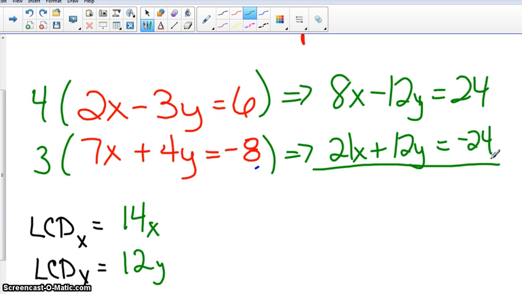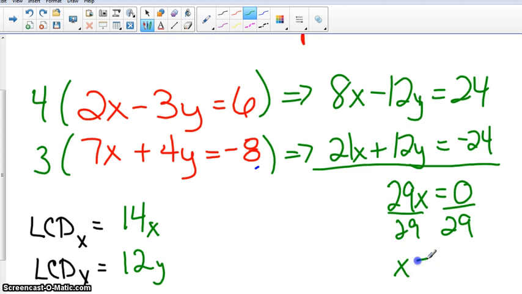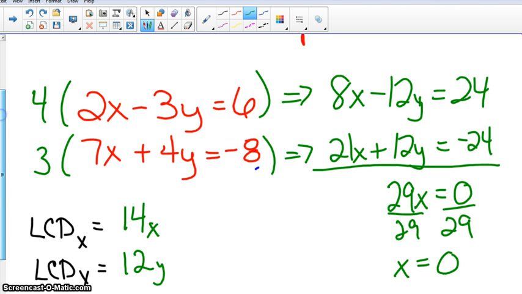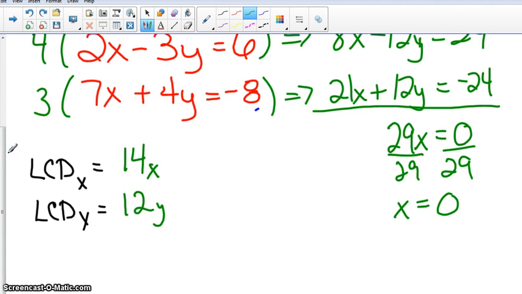Alright, we're going to add those together. These two are going to add to 0. So 8x plus 21x is 29x equals 24 plus negative 24 is 0. Don't be scared. 0 is a number. X equals 0. And then I would just take and plug in 0 to an equation. Yes, you still need to plug that in.